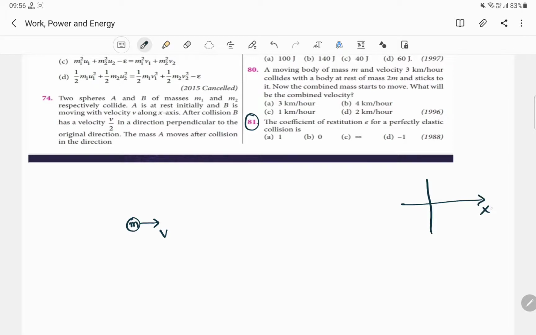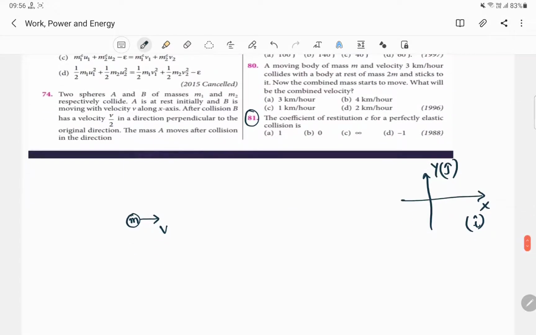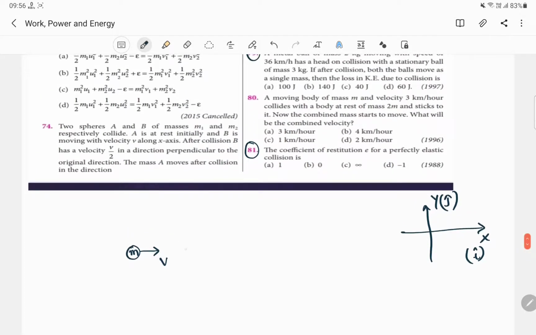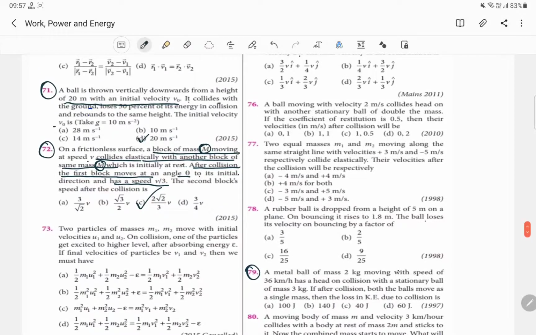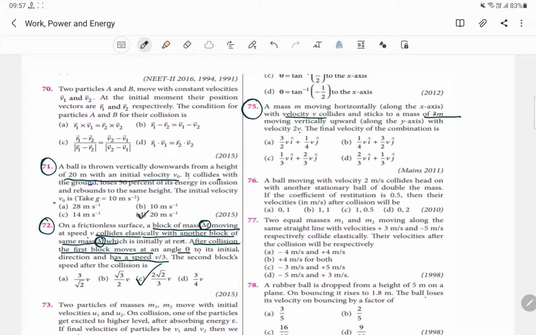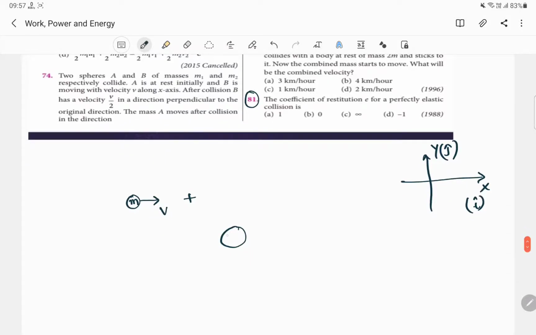Let it be positive x-axis, this will be positive y-axis, and along the positive x-axis we will have positive i cap, and along the y-axis we will have positive j cap. Here this mass m was initially moving with a speed v along the positive x-axis, and what about the second particle? The second particle was moving with a speed equal to 2v. What was the mass? The mass of the second particle is given as 3m and it is moving vertically upward along the y-axis with a velocity equal to 2v. So we can put this as 3m, and this is moving in the upward direction with a velocity 2v.